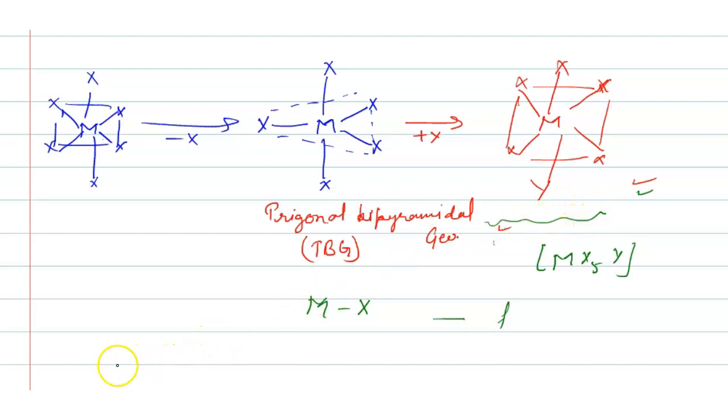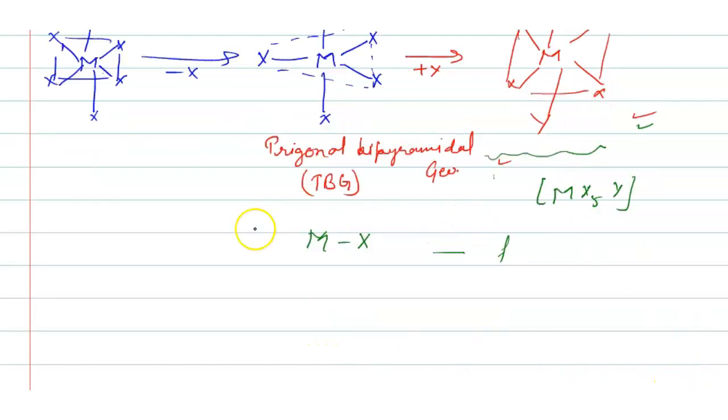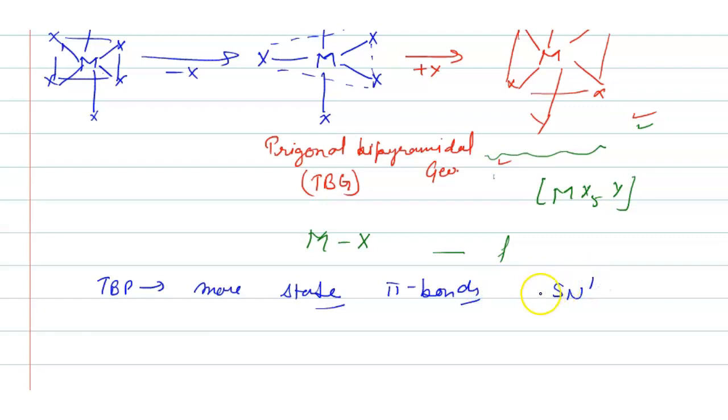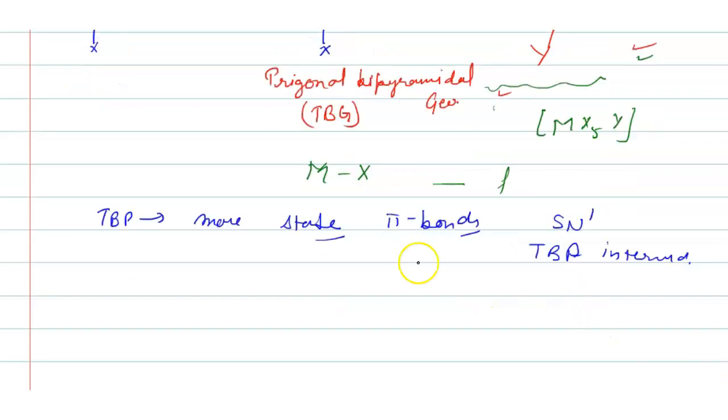Now here the trigonal bipyramidal intermediate is more stable, therefore stable, there is pi bonding. Then the SN1 reaction proceeds through the trigonal bipyramidal intermediate. Now we will discuss the next, the SN2 mechanism.